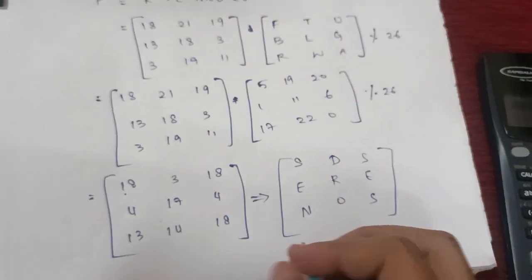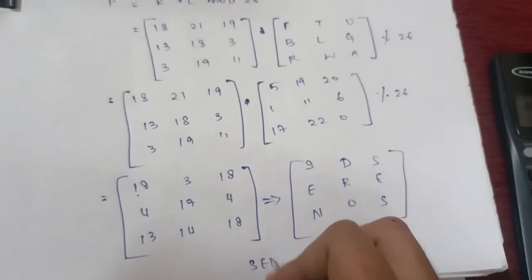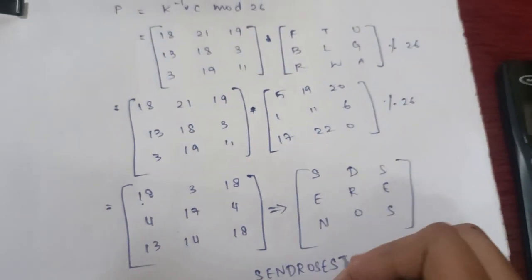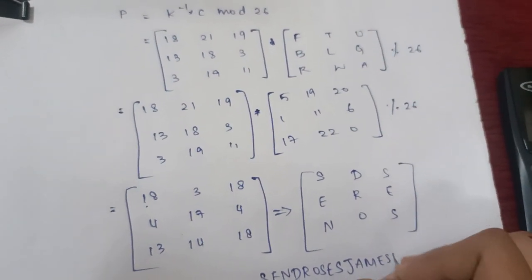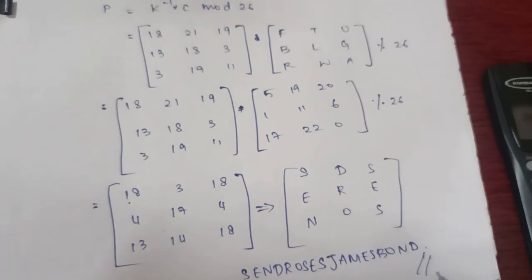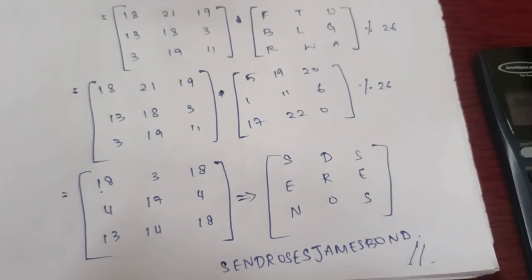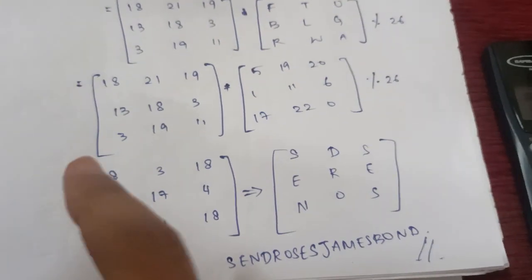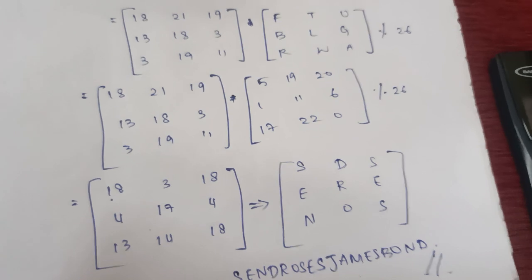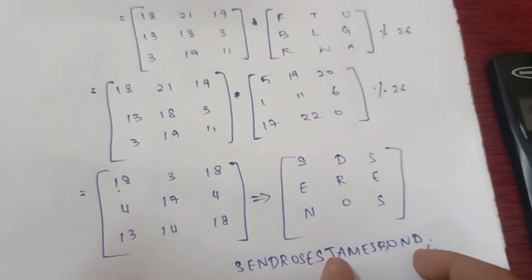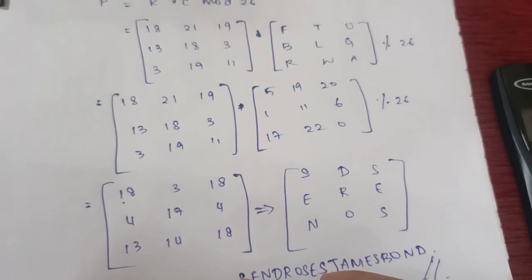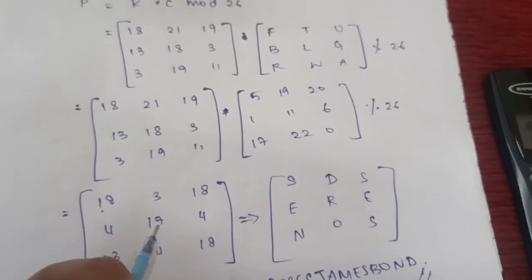So the plain text which we found was send roses, and the signature of the sender is James Bond. This was the original message that was sent. Hence, the known plaintext-ciphertext attack can be launched on Hill cipher, since just by knowing a small portion of the ciphertext, we were able to find the entire message. So this is how the known plaintext-ciphertext attack works.